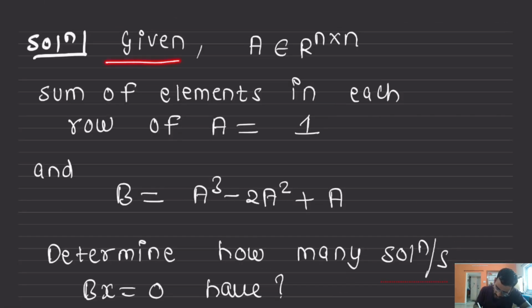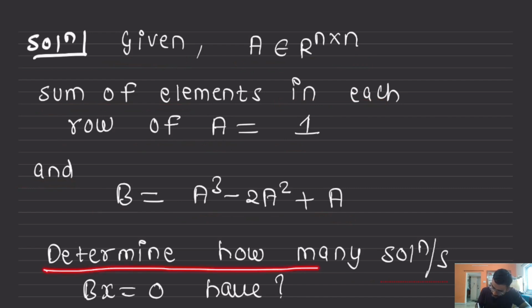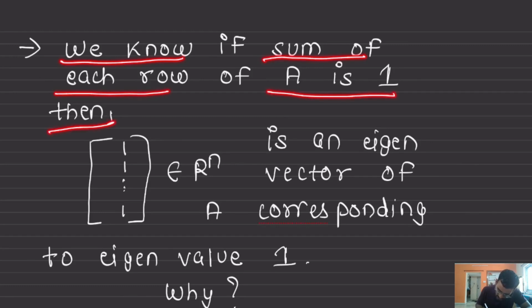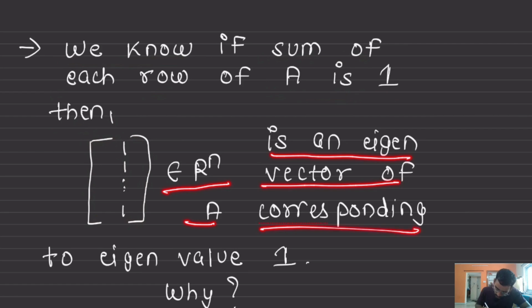Now we are given that A is an n cross n matrix such that the sum of elements in each row of A is 1, and a matrix B, which can be formed by this equation. We need to determine how many solutions Bx equal to 0 has. Okay, so we know that if the sum of each row of A is 1, then this vector, which is the one vector, so each element is 1, an n dimension vector, is an eigenvector of A corresponding to eigenvalue 1.